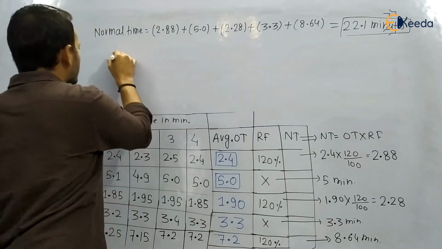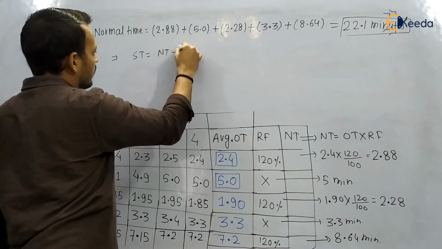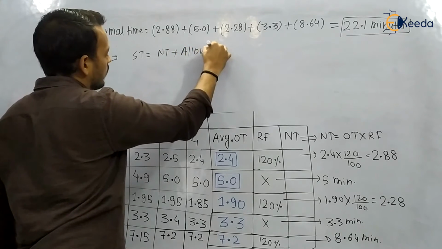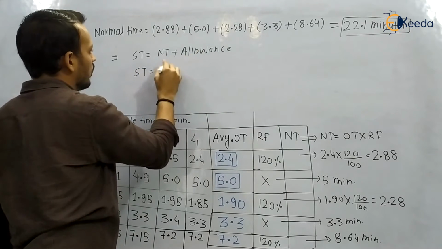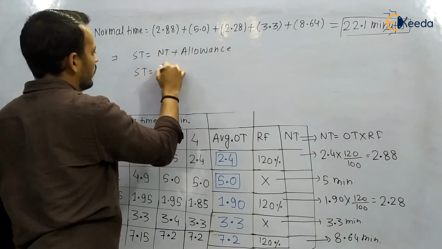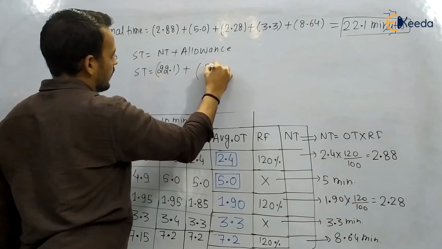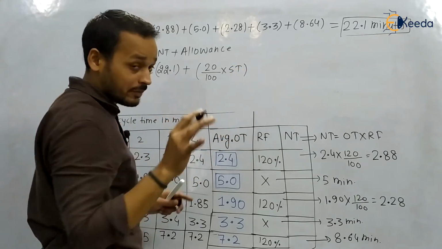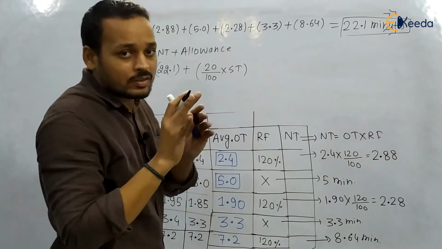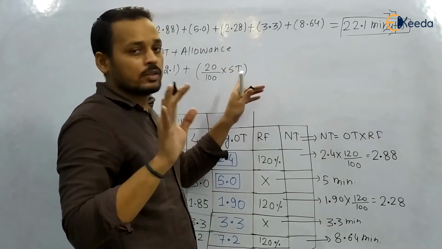Now the standard time, ST, is equal to normal time plus allowance. You know it. So standard time equals normal time, which we have got as 22.1, plus allowance, which is 20% of ST. In the question they have given it as a percentage of ST, so we take ST. If nothing is given and they have written just allowance, we take it directly on normal time.